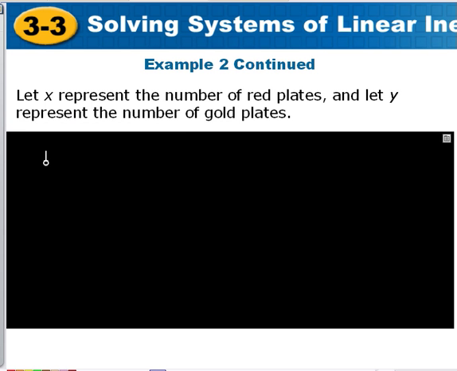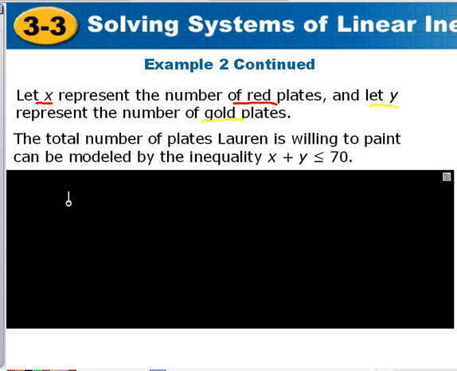So we're going to have X represent, let me actually use red for red plates. X is our red plates and Y is going to be our gold plates. So if we want to write a set of inequalities, the total number of plates has to be less than or equal to 70. So the first inequality is going to be X plus Y, so number of red plates plus number of gold plates has to be less than or equal to 70.